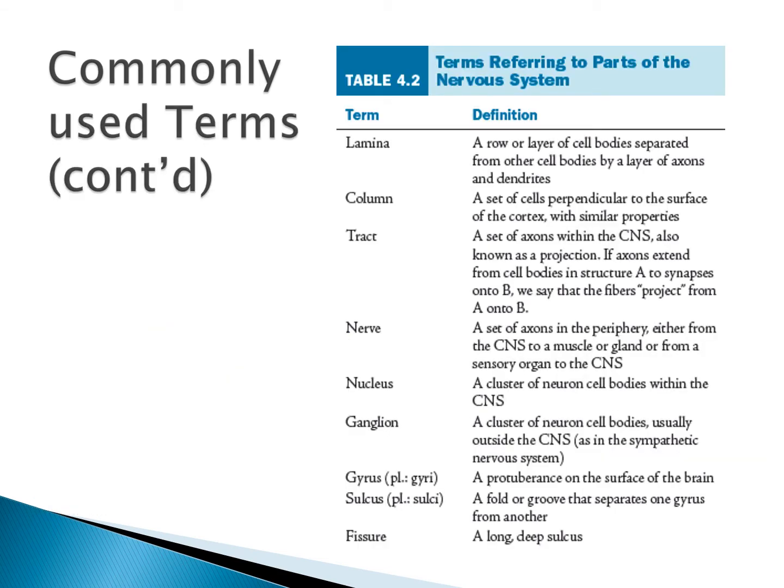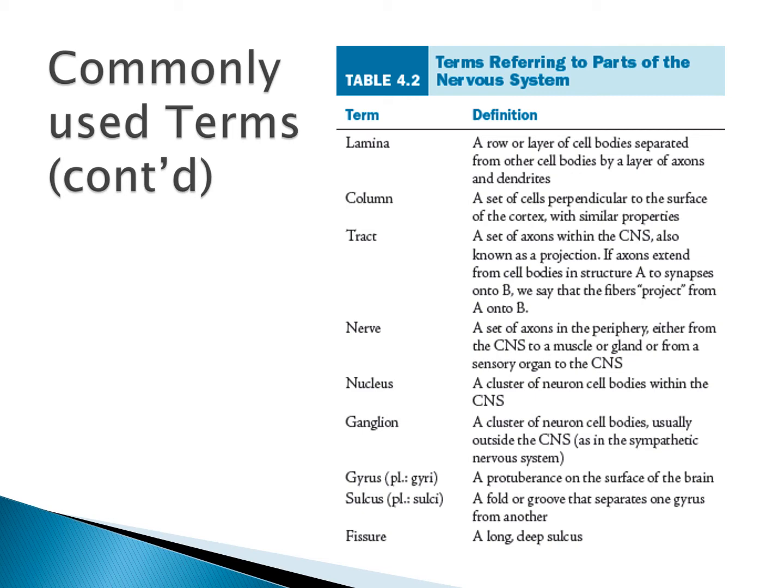Some other terms that are used quite a bit: the lamina, or the laminae, is the plural, the rows, the layers of cell bodies. We have rows, we have columns as well, perpendicular to the surface of the cortex. And when we look at a particular column, all the cells in that column are going to have similar properties.